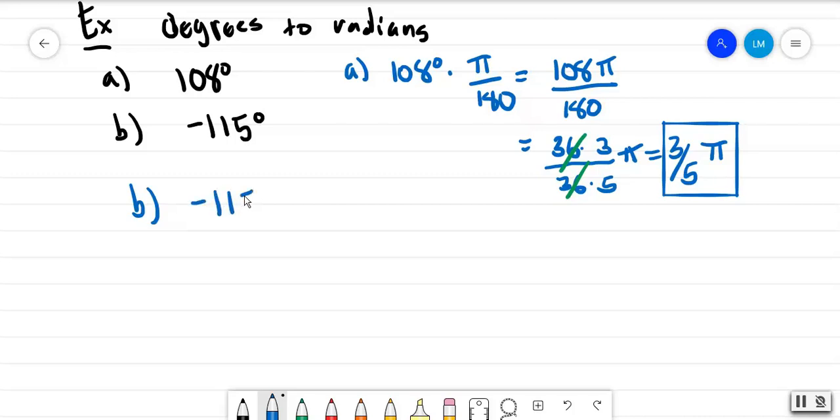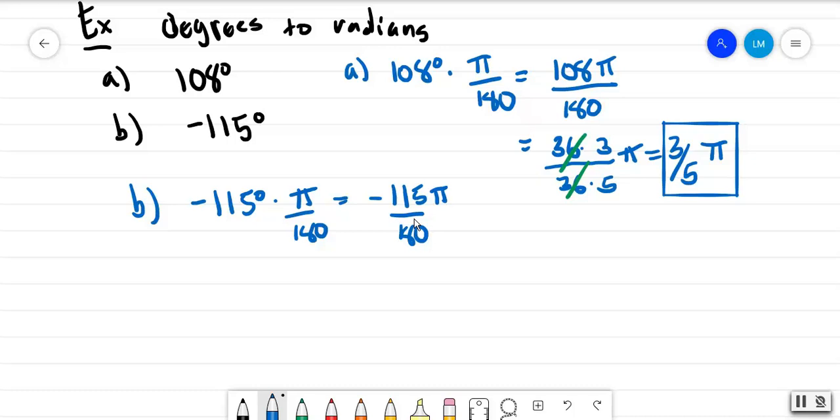You have negative 115 degrees multiplied by pi over 180, and that's equal to negative 115 pi divided by 180. Now, in this case, if you want to try to reduce this as best as possible, we have to go ahead and look at what the greatest common factor is.